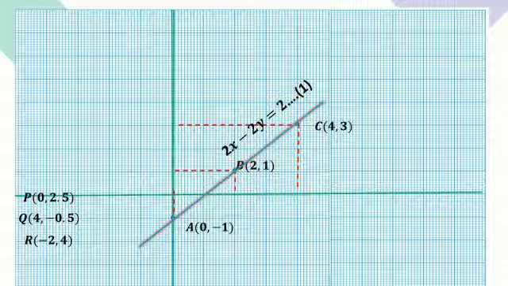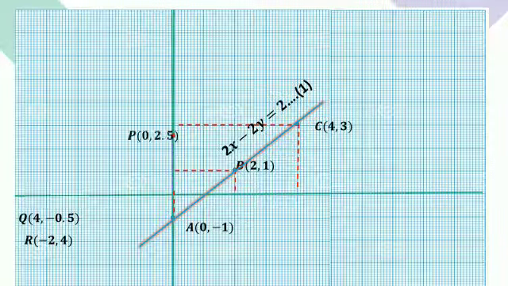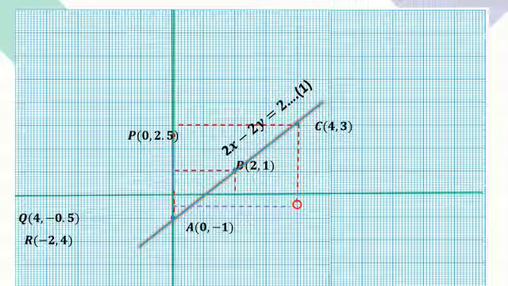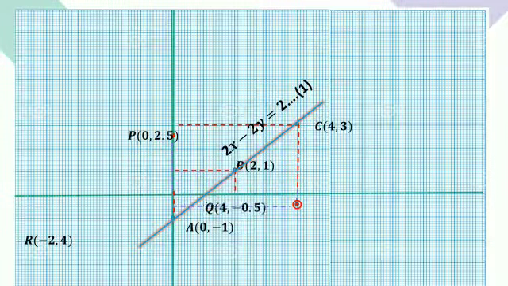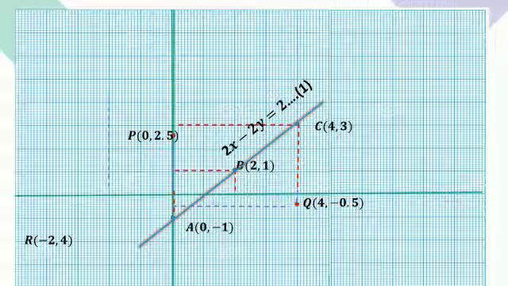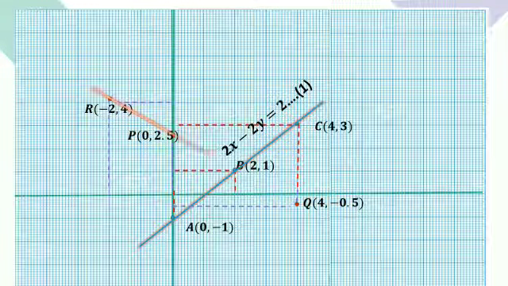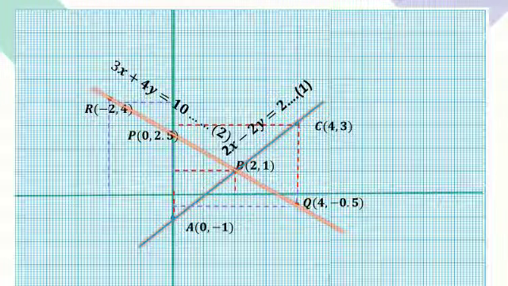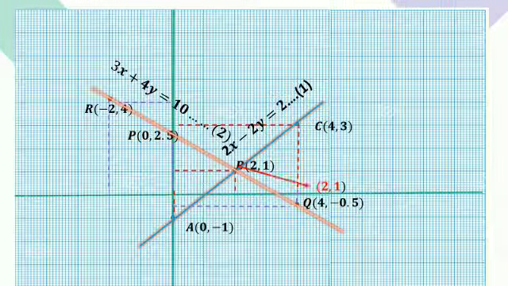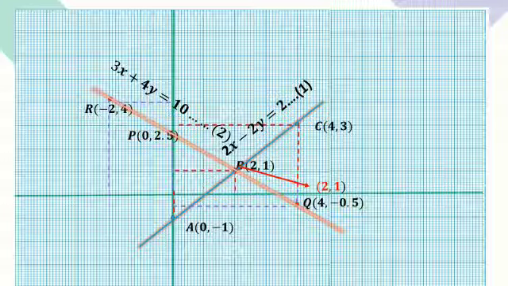Then plot the point P 0, 2.5 here. Then Q 4, minus 0.5. Then R minus 2, 4. Then join the points by a straight line and name it. The two straight lines, representing equations number 1 and 2, cut at 2, 1, which is the solution for the system of equations.